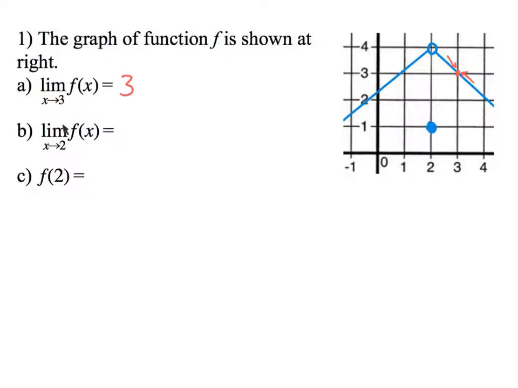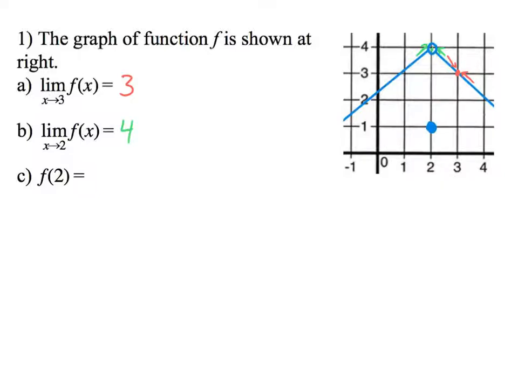Next, what is the limit as x approaches 2 of f of x? Well, let's look at that one. So this is 2 right here, so what we're approaching here and here, aren't we approaching this value right in there? It's an open circle, so there's no value there at that point, but that's what we're approaching. So we're approaching an output of 4.